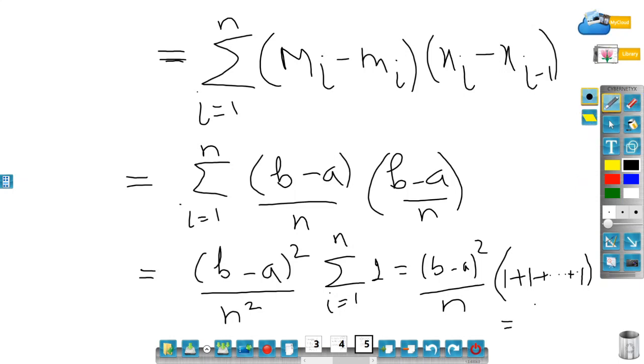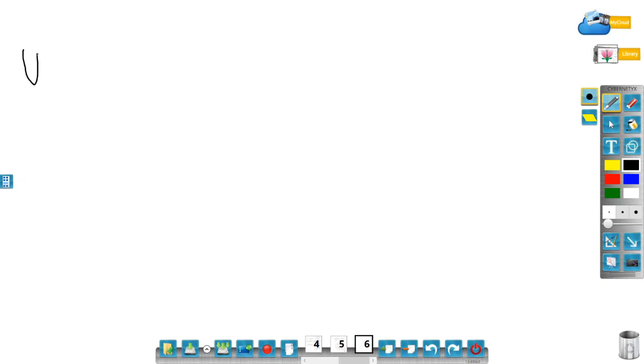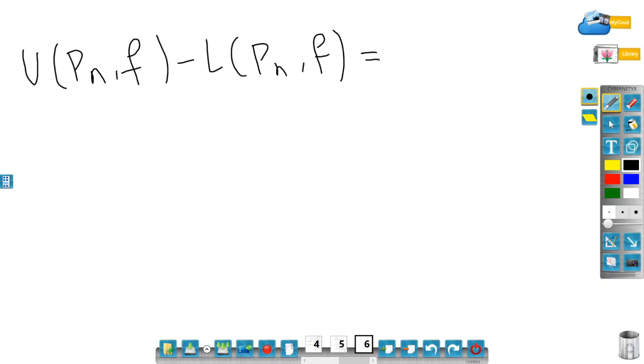So I will have (b minus a) whole square times this 1 plus 1 plus 1, n times. So that means n divided by n square. So one of the n will get cancelled, so (b minus a) whole square divided by n. So what I got is as follows: UPNF minus LPNF turns out to be (b minus a) whole square divided by n.